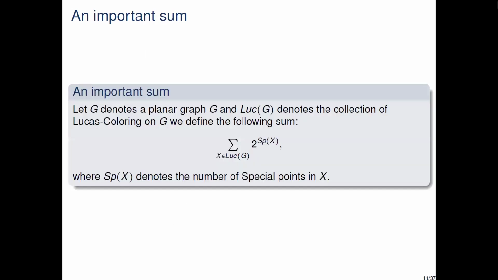Okay, so here is a sum we are going to look at. If G is a planar graph and Luc of G denotes the collection of all Lucas colorings of the graph G, then I'm going to look at this particular sum: you sum over all the possible Lucas colorings, and you take 2 to the power sp of x. So for each Lucas coloring, you count how many special vertices you have, and then you raise 2 to that power. And then you sum it over all possible Lucas colorings. So that's the sum we are going to look at.